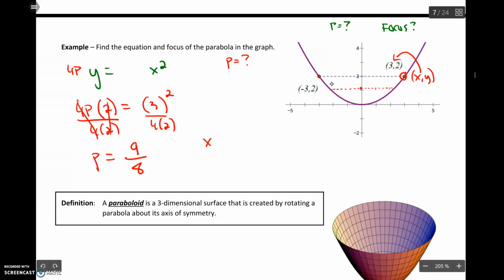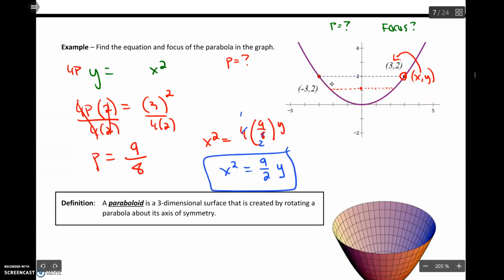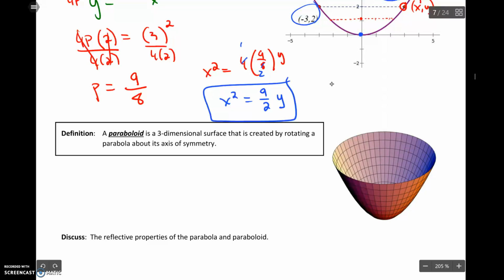Equation is x squared equals 4py. Divide by 4, divide by 4. So x squared equals 9/2 y. This would be the parabola that has its vertex at the origin and goes through those 2 points exactly. Okay?